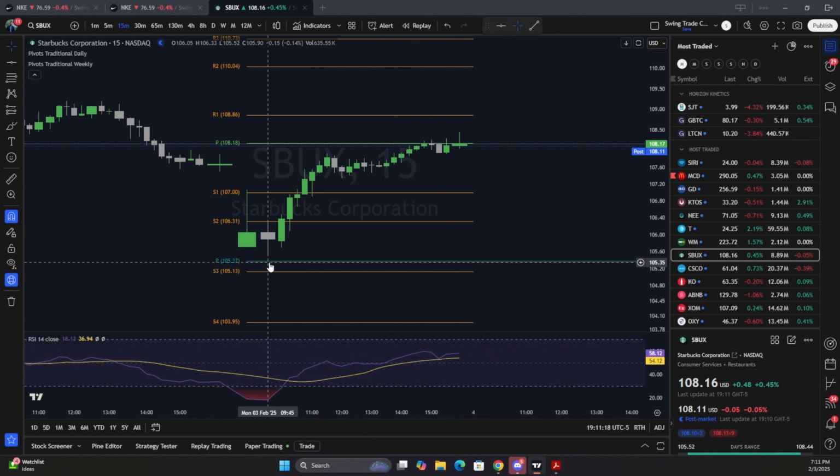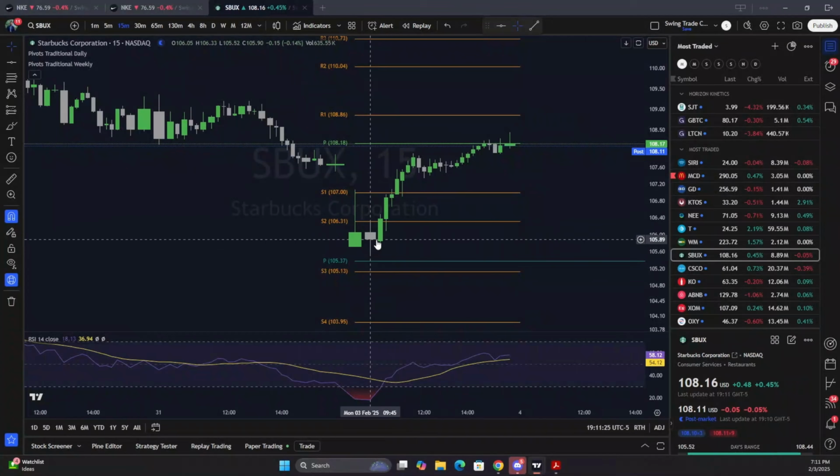So it had a target from here to here. And you can see that in between getting to 108 again, it had some areas. It had its little thing that it was doing.